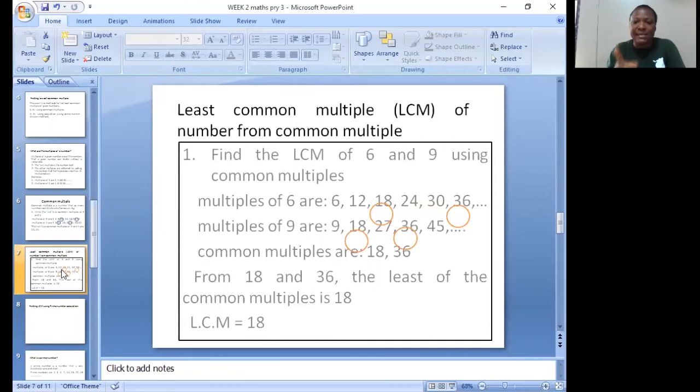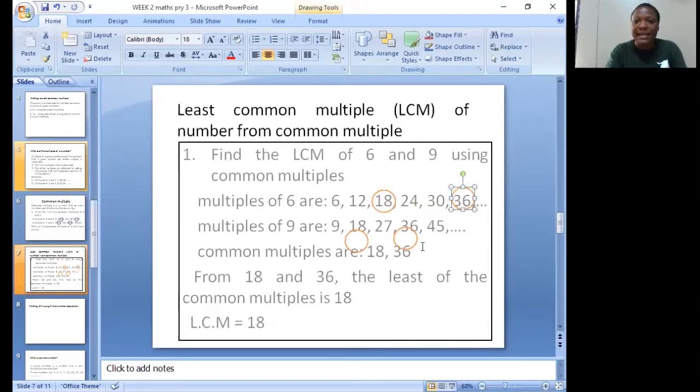Find the LCM of 6 and 9 using common multiples. Multiples of 6 are 6 itself, plus 6, 12, plus 6, 18, plus 6, 24, plus 6, 30, plus 6, 36. Multiples of 9 are 9 itself, plus 9, 18, plus 9, 27, plus 9, 36, plus 9, 45.